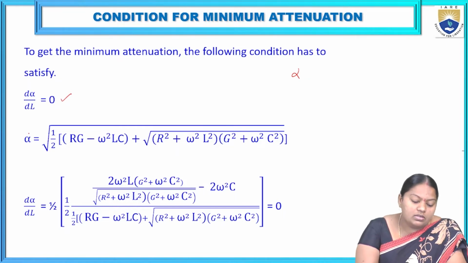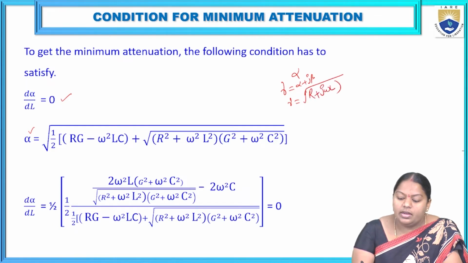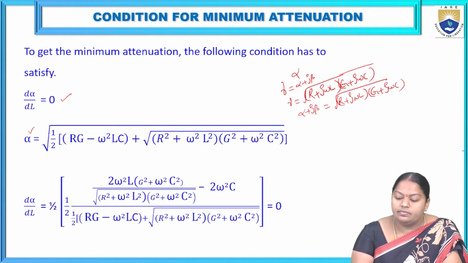That is obtained from the propagation constant gamma, which is given by alpha plus j beta. Along with the primary constants of a transmission line, the propagation constant gamma is given by root over (R plus j omega L) into (G plus j omega C). From these two equations, we equate alpha plus j beta as gamma, which is equal to root over (R plus j omega L) into (G plus j omega C).